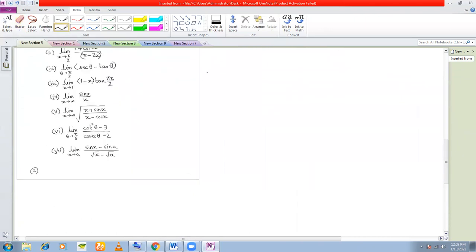Okay, number 5. The given limit here is limit x tends to infinity, square root of (x plus sine x) divided by (x minus cos x).